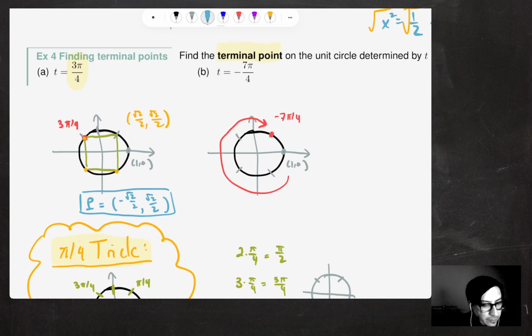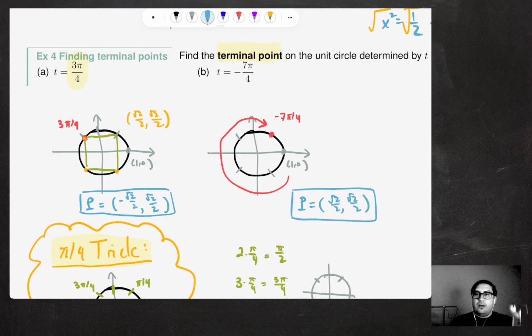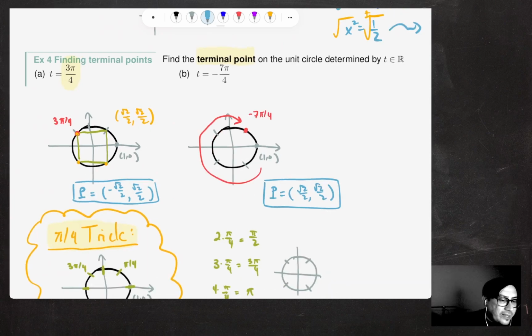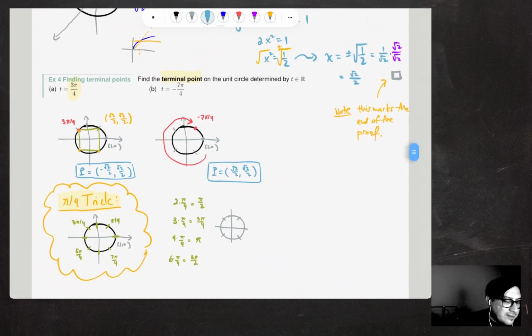And the terminal point, well, this one's easy. It's the same as pi over 4. So by the theorem we covered earlier, that's going to be root 2 over 2, both of them positive because I'm in quadrant 1. Okay, hopefully if you got the same answers as me, fantastic. You're doing great. All right, cool. What's next? Let's take a look.